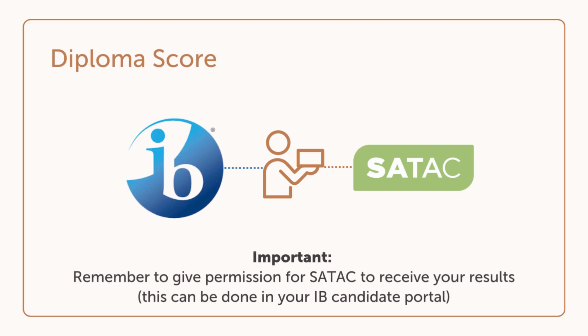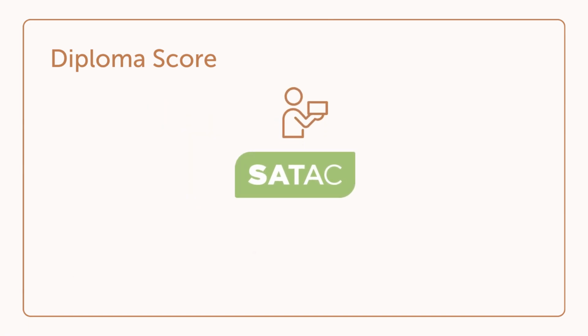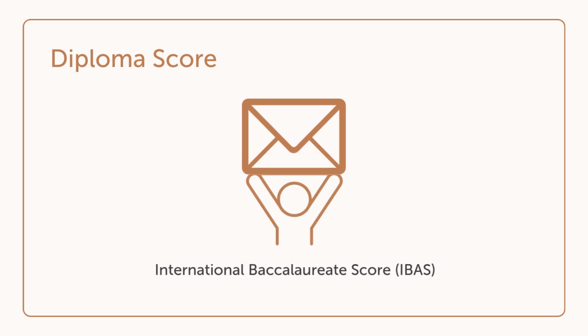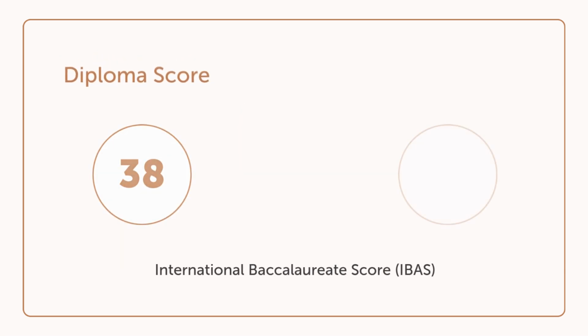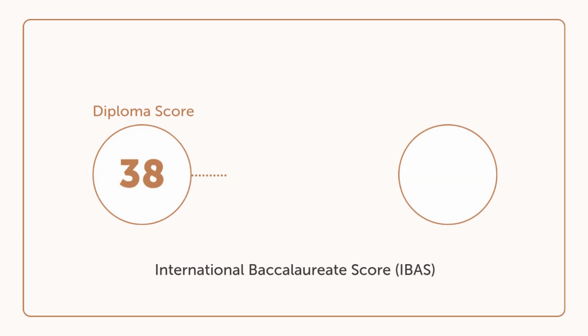Remember to ensure that you've given permission for us to receive your results so that we can process them straight away. Once we have your diploma score, we will then give you a more granular score called the International Baccalaureate Admissions Score, or the IBAS. The IBAS will start with the same whole number as your diploma score. We simply add increments of 0.25. For example, if you got a diploma score of 38, then your IBAS would be either 38.00, 38.25, 38.5, or 38.75.